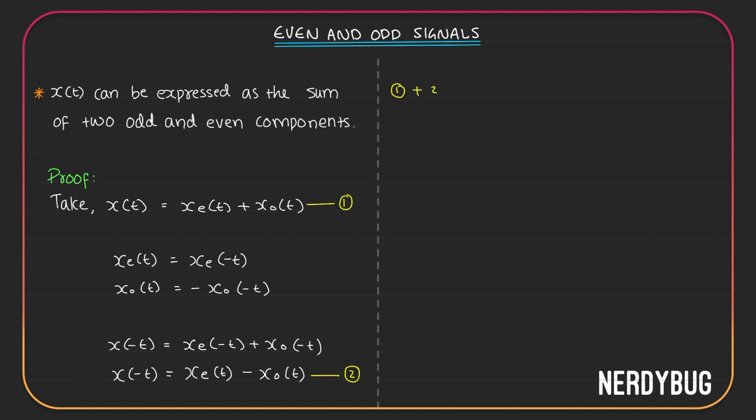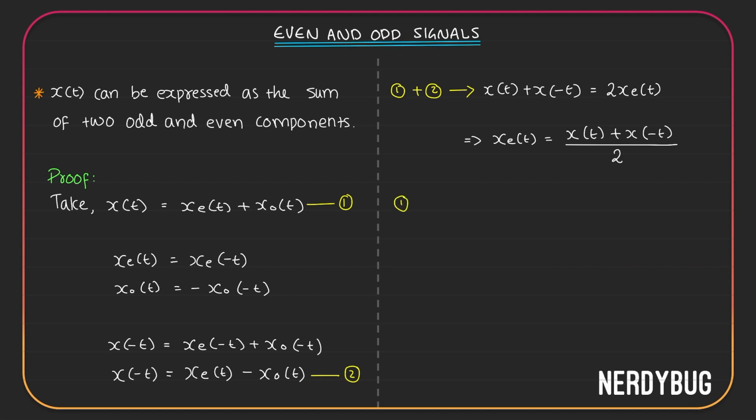Now if you add these two equations, on the left hand side you get x of t plus x of minus t. On the right hand side we have xe of t, xe of t, they get added. So there are two xe of t's, and then there is xo of t minus xo of t, they get cancelled. Therefore from here we can write xe of t, that is the even function, is x of t plus x of minus t whole divided by 2.